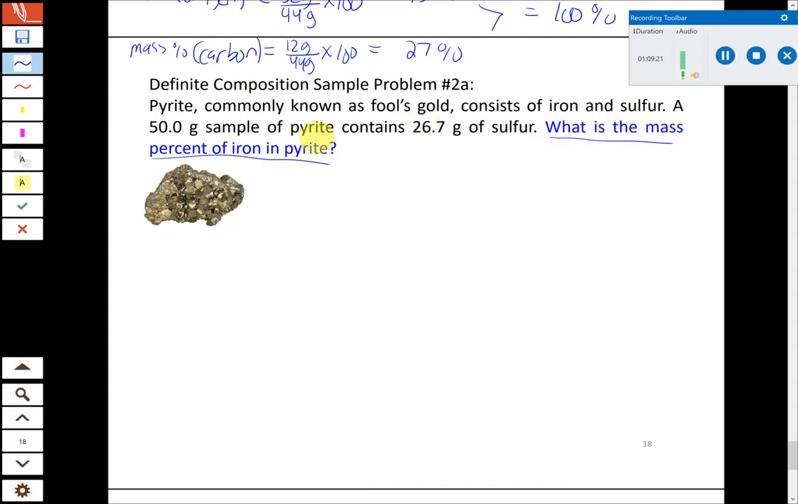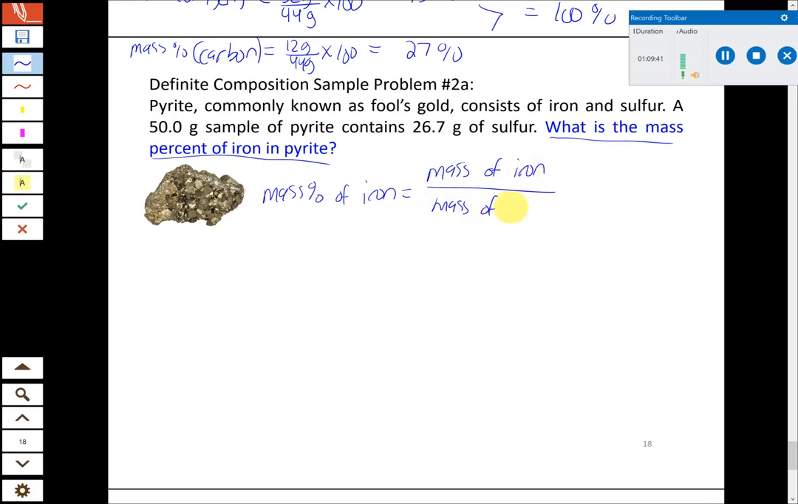So what we're asking you for is the mass percent of iron in pyrite. And so what's helpful to then write out before we even start going through the rest of the information is, okay, what information do we need to figure out the mass percent of iron in pyrite? Well, based on the definition of mass percent that I just gave you, what we need is the mass of iron. We also need the mass of pyrite.